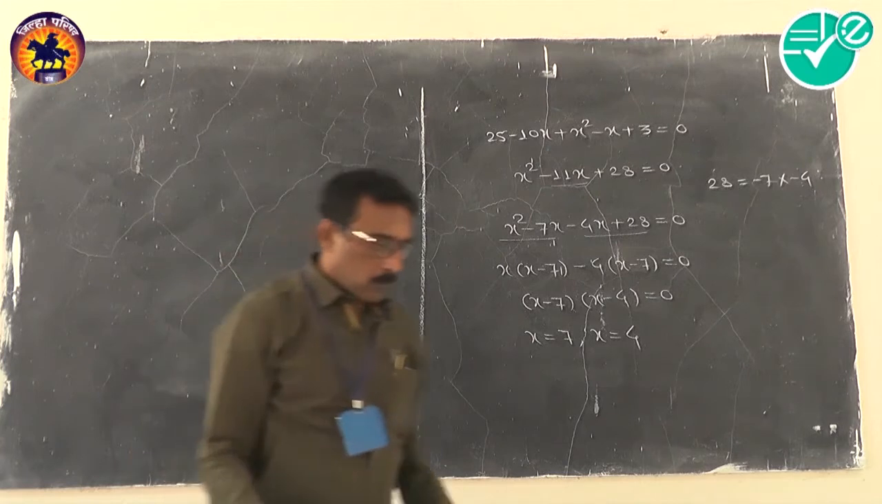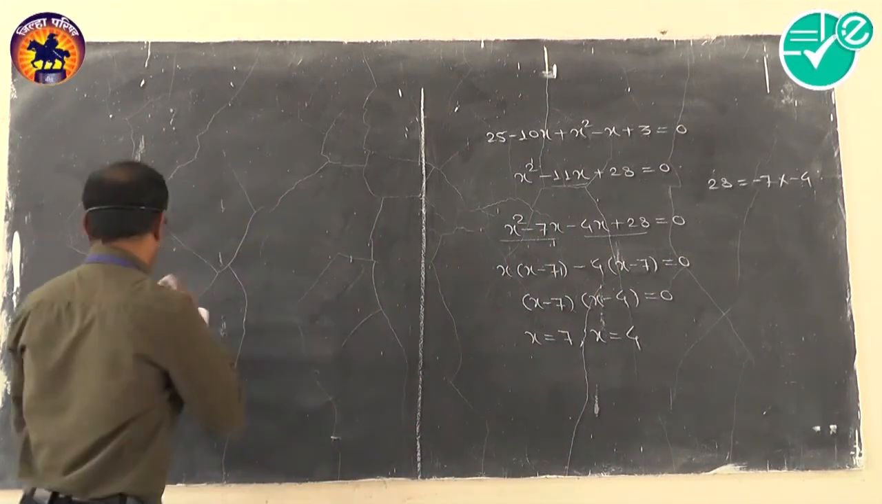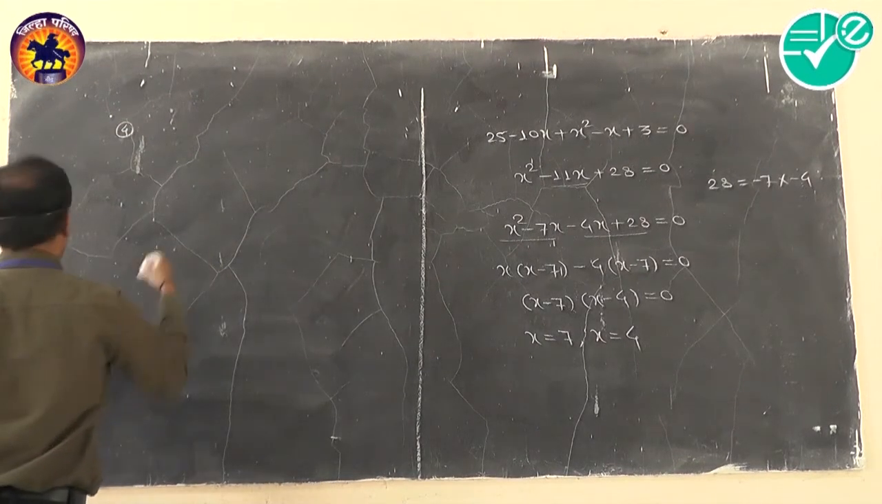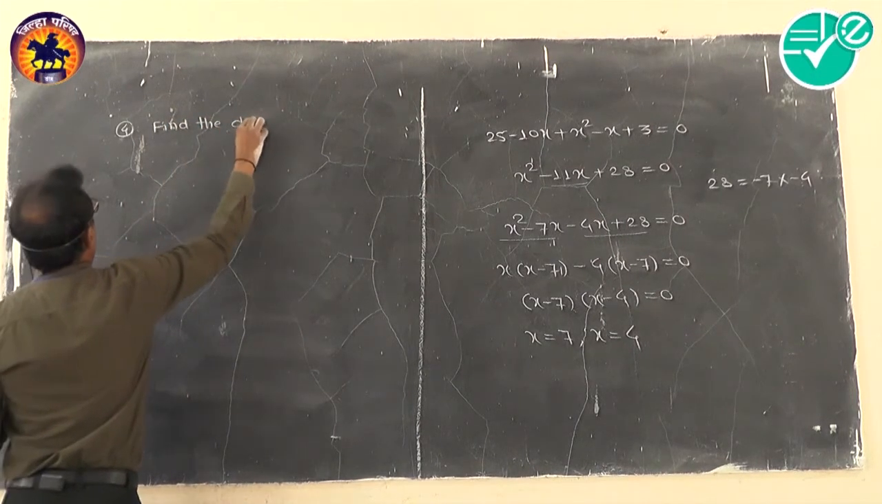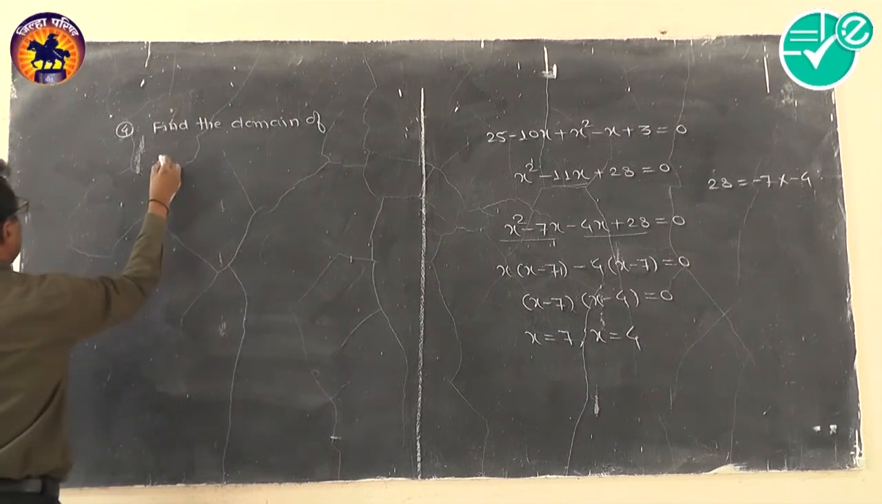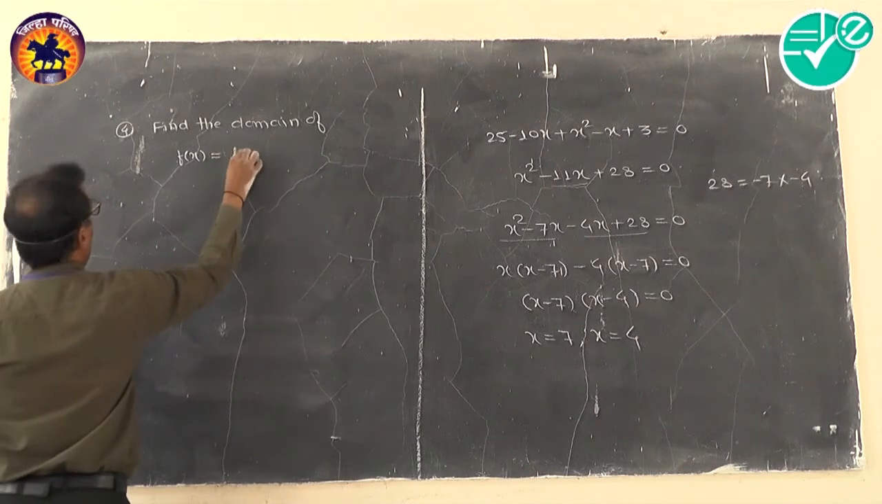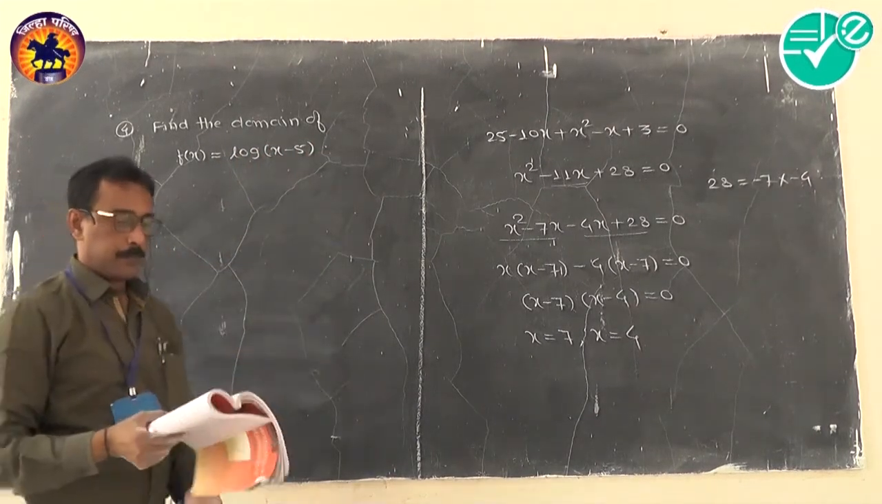I think we have completed 3 questions. Now coming to fourth question. Find the domain of f of x is equal to log of x minus 5.